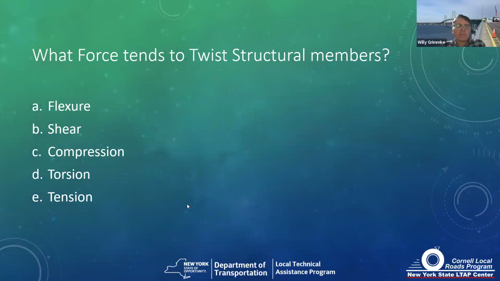What forces tend to twist structural members? A, flexure, B, shear, C, compression, D, torsion, or E, tension? Give everyone a few more seconds to answer. Okay. Survey says torsion, and that is what we were indeed looking for.